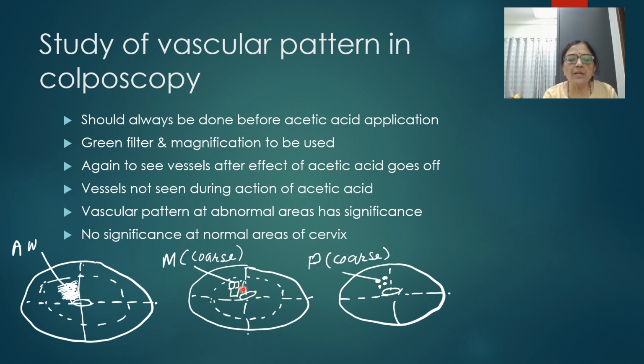Wherever we see the mosaic, from that part, wherever we see the punctations, we have to select that area for biopsy. That is the significance of going back to vasculature after the acetic acid effect goes off.